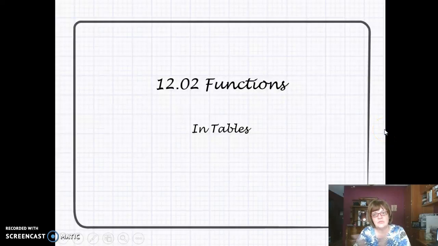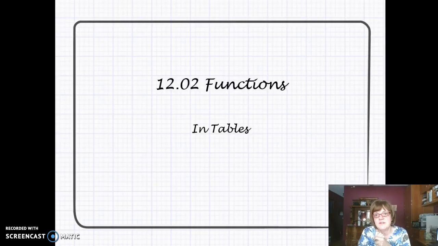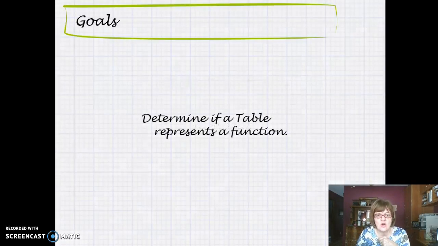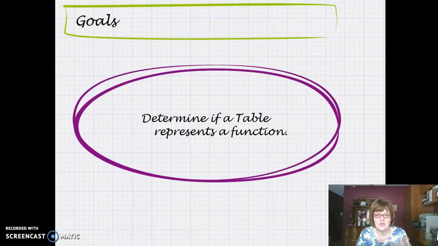Welcome to lesson 2 in functions. Today we're going to identify functions from the tables that we can encounter. But before we do that, let's identify our goal, which I just said: to determine if a table is a function or if it represents a function.